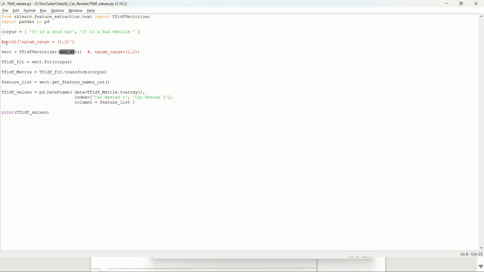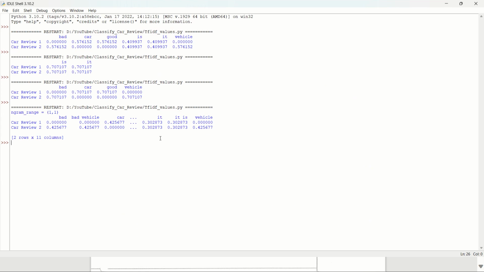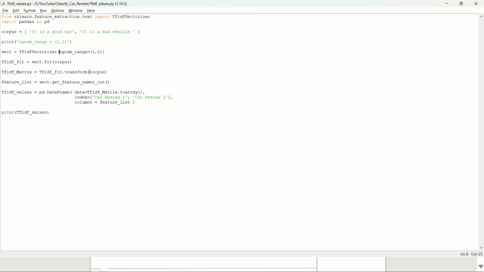So we also have n-gram range. Maybe I will explain it with an example. Now first with the unigram. So let's check how this parameter looks. You can see in this case, it's unigram. So this is called unigram.